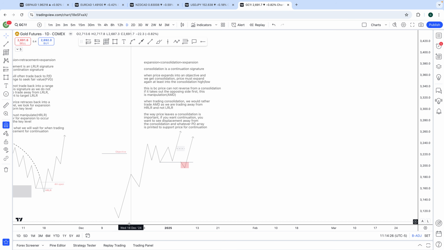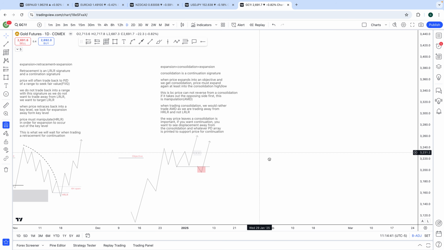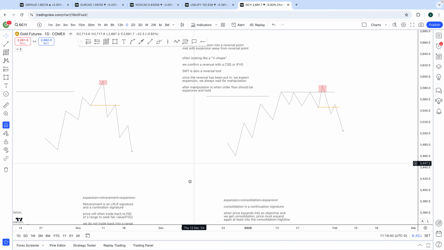So if we want to see expansion, consolidation, expansion, and then retracement, let's say, into this fair value gap and expansion again, we want to see displacement through this consolidation, and like a fair value gap or an order block to support price higher, right? So let's go on to reversal.